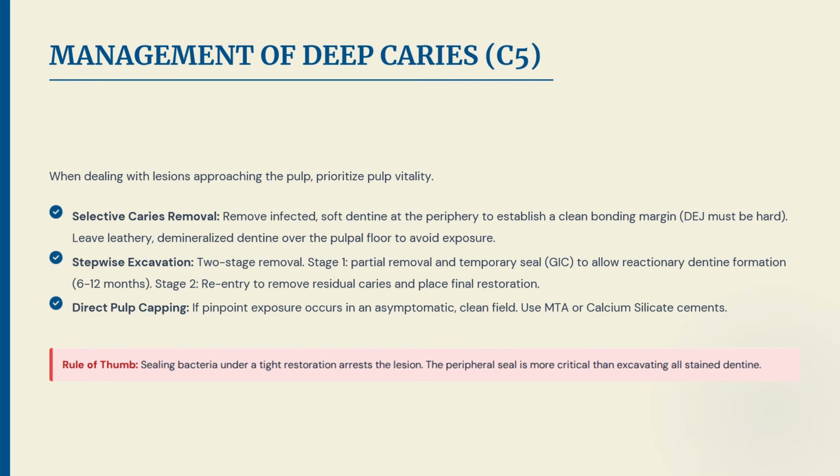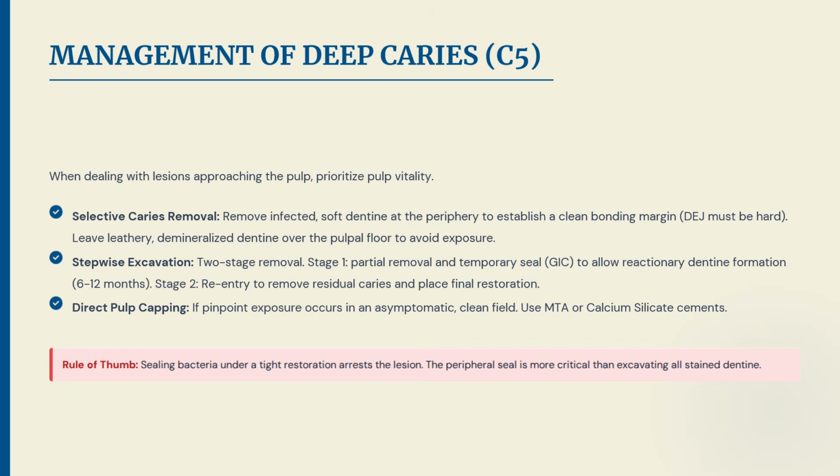Now there is another method which is a stepwise excavation, which is a two-stage removal. The first stage involves partial removal and just dressing with GIC on a temporary basis. What's happening is the GIC allows formation of the reactionary dentine. So you leave it in there for about 6 to 12 months, and then followed by stage 2, you get in there, remove the residual caries and place a final restoration. So this is very important.